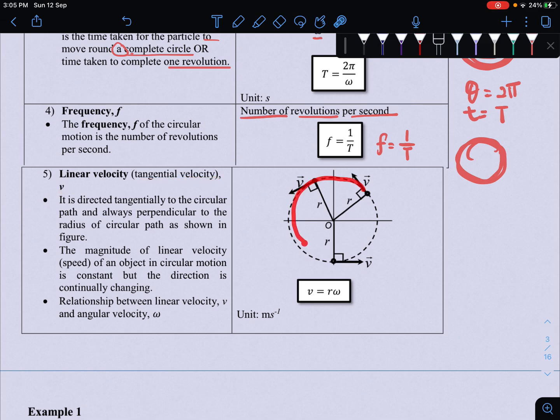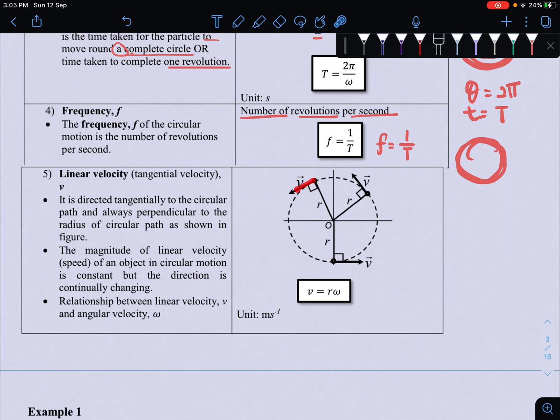Alright, bila kamu ada circular motion, linear velocity is directed tangential to the circular path and always perpendicular to the radius of the circular path as shown in the figure. So dotted line ini is your circular path, and this is the center of the circle, and this is your radius of the circle. Ini adalah radius kamu. Okay, so your velocity here, linear velocity iaitu V ini, is always tangential to the circle.